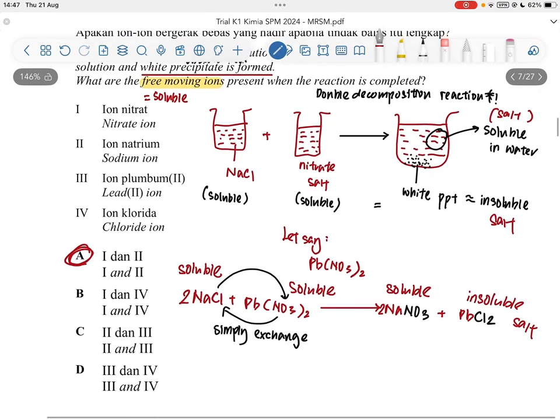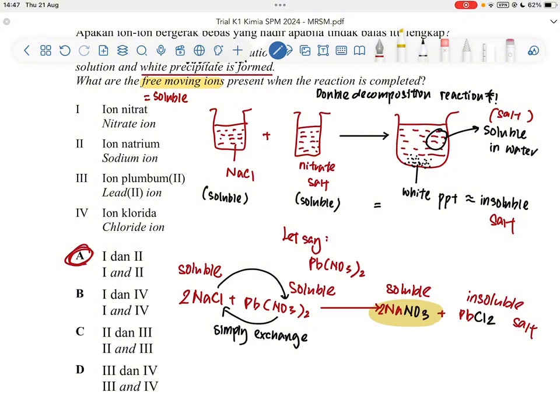We know that this is our answer because we want to find the free moving ions, meaning that we need to find the soluble salt. So the answer would be 1 and 2, sodium and nitrate. And why not chloride? Because chloride has already turned into lead(II) chloride, which is the insoluble salt, meaning that even though you put it in the beaker and add water and stir very vigorously, it will not dissolve.